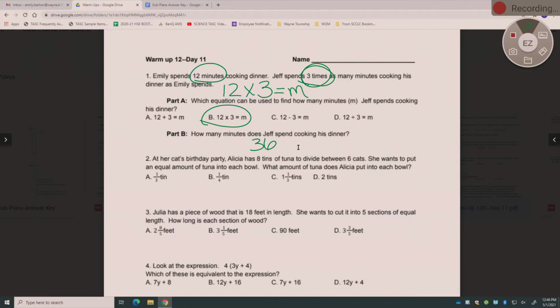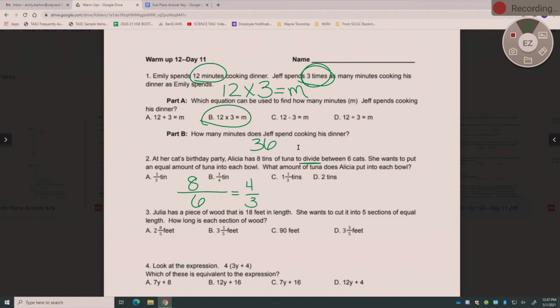Number 2, at her cat's birthday party, Alicia has 8 tins of tuna to divide between 6 cats. She wants to put an equal amount of tuna into each bowl. What amount of tuna does Alicia need to put into each bowl? Well, first of all, we got a fraction because we're going to divide, right? She has 8 tins, so that goes on top. She wants to divide it between her 6 cats. So 8 over 6 we can reduce to 4 over 3.